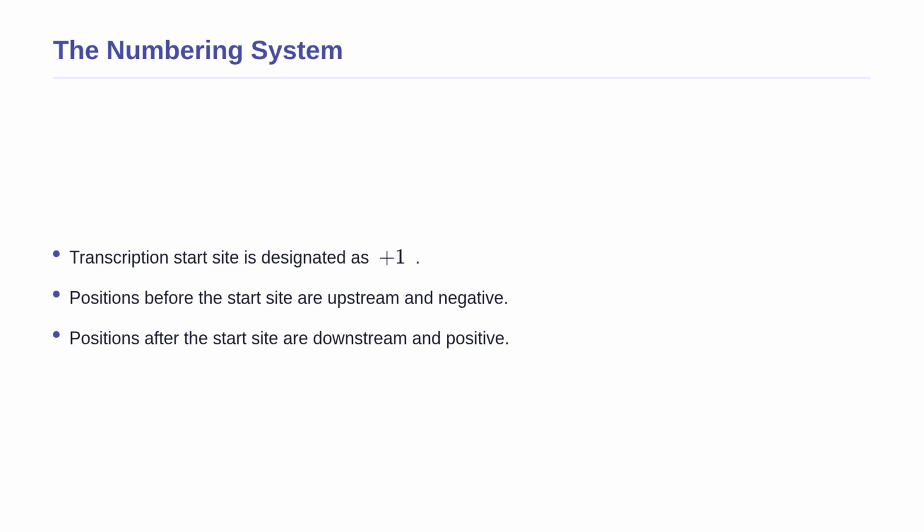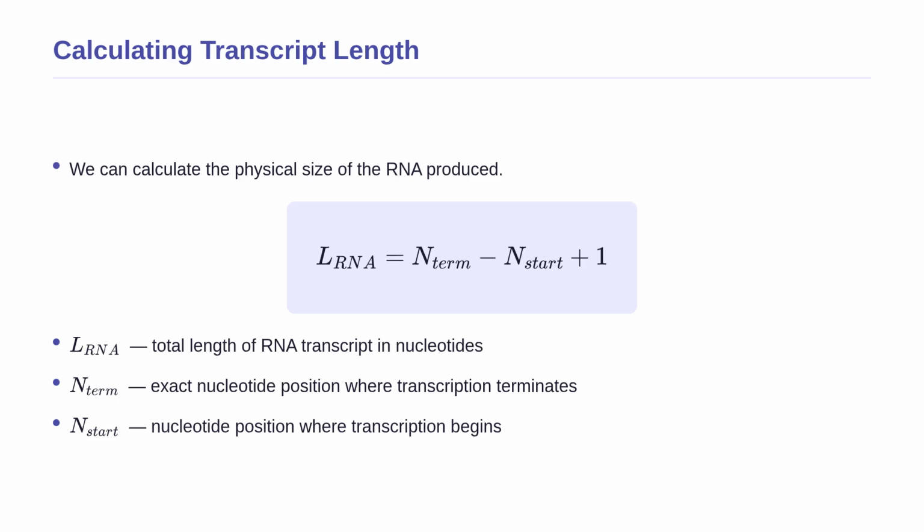Conversely, any position after the start site, moving forward through the gene, is considered downstream and is given a positive number. There is no zero in this system. It goes directly from -1 to +1. This numbering system leads us directly to our first mathematical representation, calculating the length of the RNA transcript.